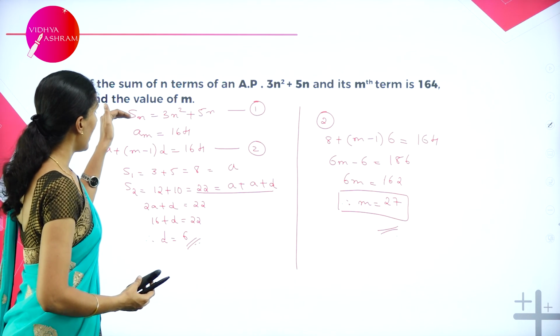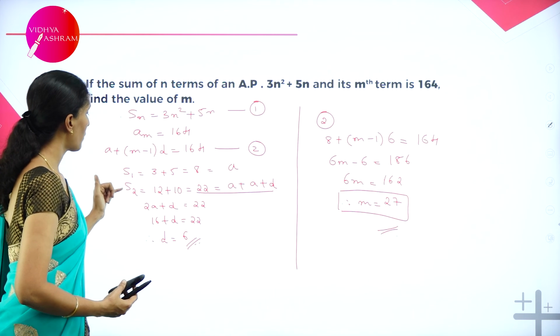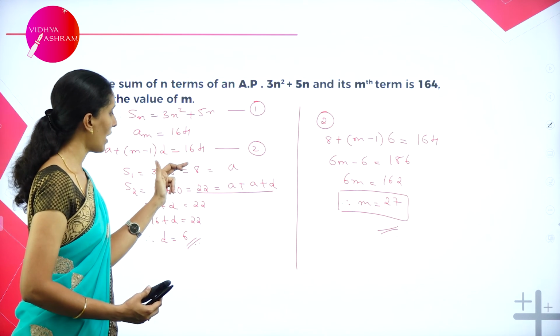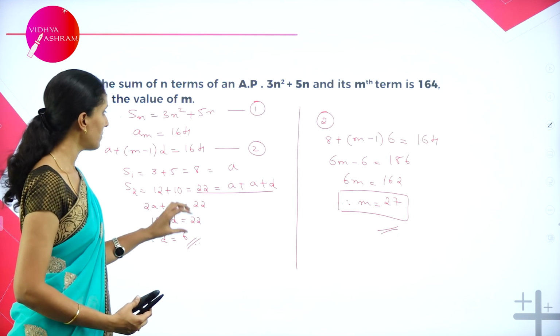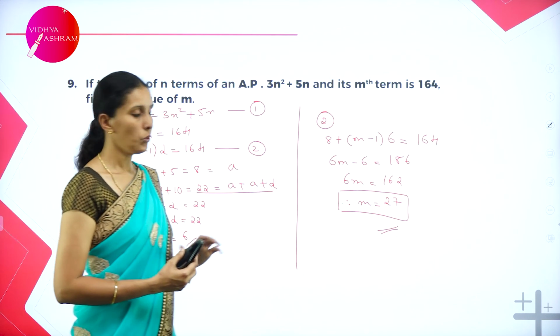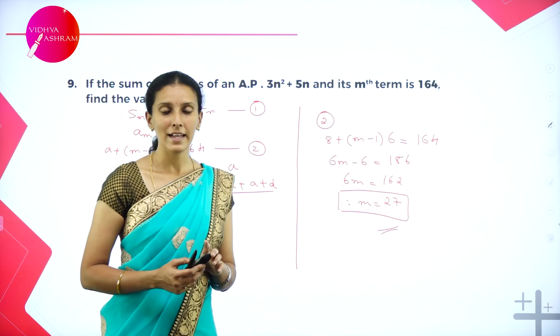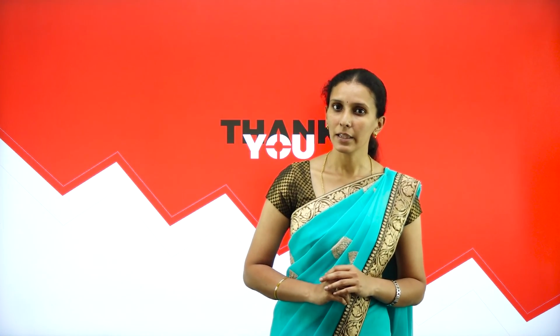So using the nth term, we can find S1 and S2. From S1 and S2, we can find the first term and common difference. Finding the common difference and the first term, substituting in equation 2, we will get the value of m as 27. So we have discussed a few problems based on the concept of arithmetic progression as well as the arithmetic series, that is, the sum of n terms of an arithmetic sequence.